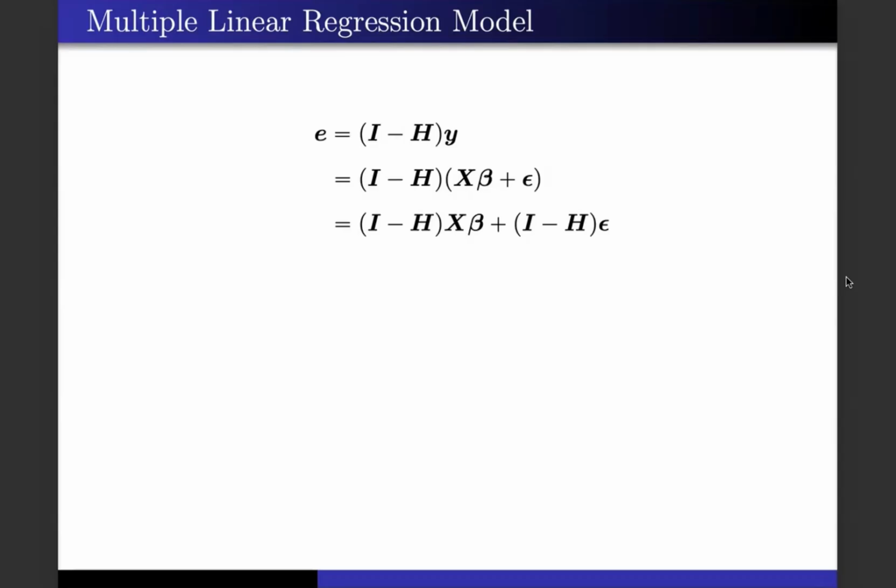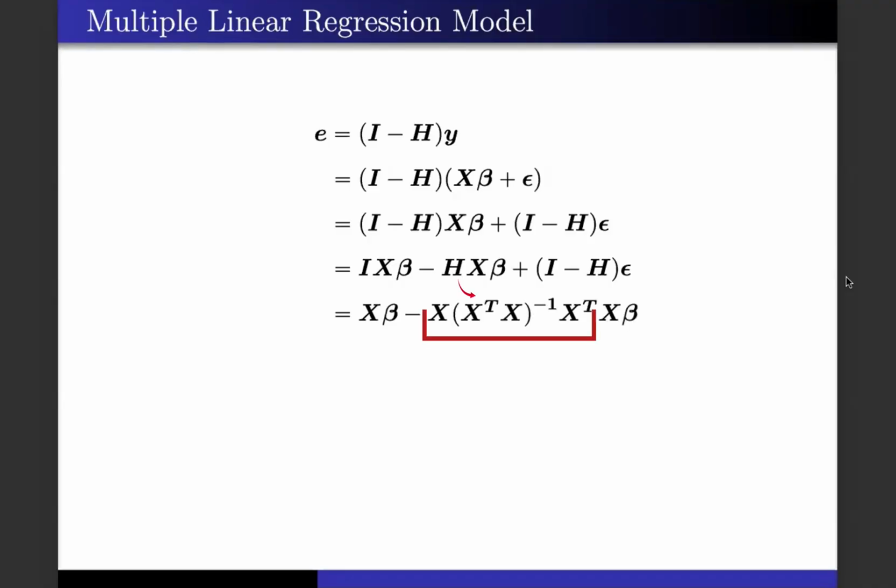Now in the first term, we again use the distributive property and we get I times X beta minus H times X beta, and the second term we write as it is, that is (I minus H) times epsilon. Furthermore, if we multiply I with X beta in the very first term, we get X beta, because if we multiply a matrix with the identity matrix, we get the matrix back. For the second term, we put the value of the hat matrix back in the equation, and therefore we have X times (X transpose X) whole inverse X transpose. That is what the hat matrix is. And that is multiplied with X beta. We write the third term as it is, which is (I minus H) times epsilon. We write the first term as X beta because we cannot simplify it any further.